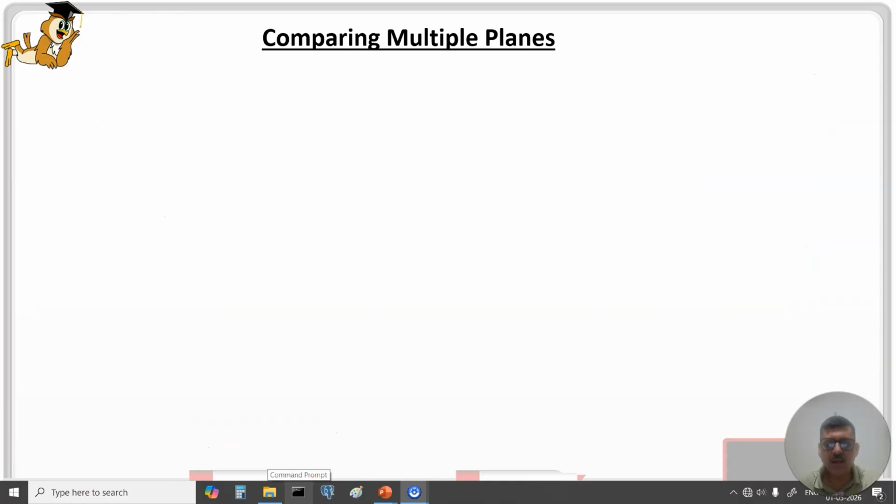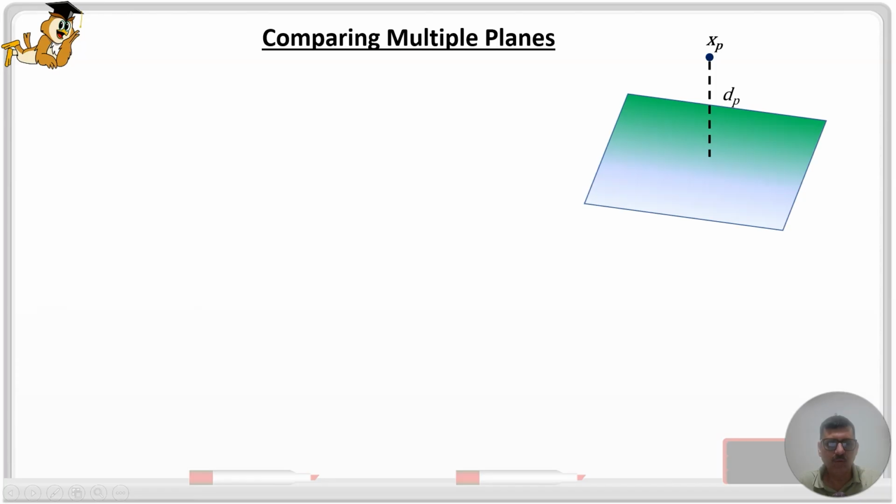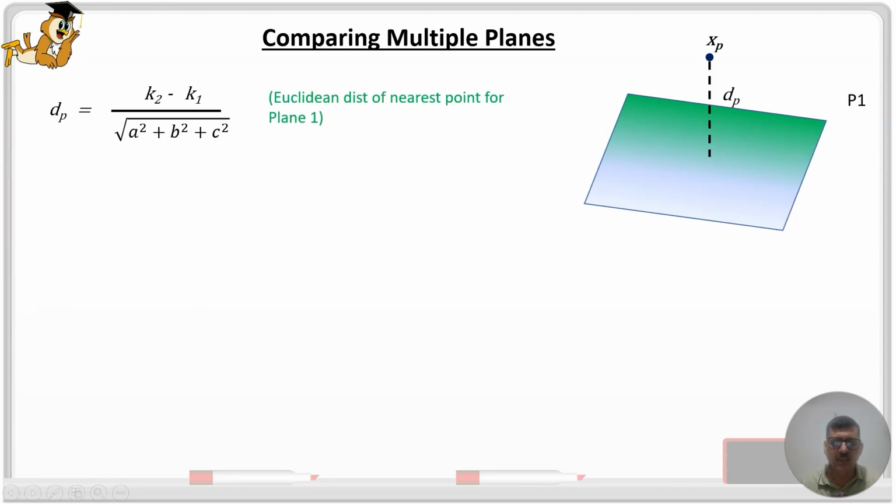Now let us compare multiple planes. Okay. So this is my plane P1. This is my plane P1 that I had drawn earlier. And the distance of this point xp from plane P1 that we computed earlier was k2 minus k1 upon square root of a square plus b square plus c square. Okay. Now, this of course is the Euclidean distance of the nearest point to plane P1, dp.